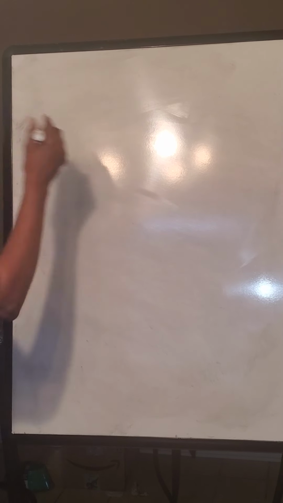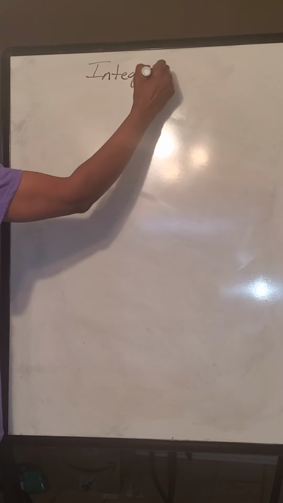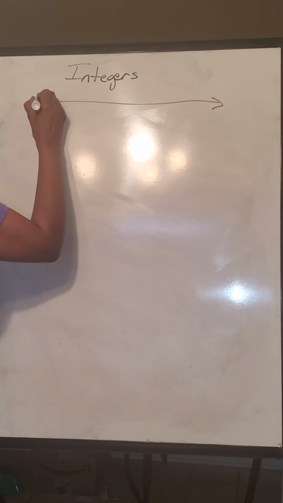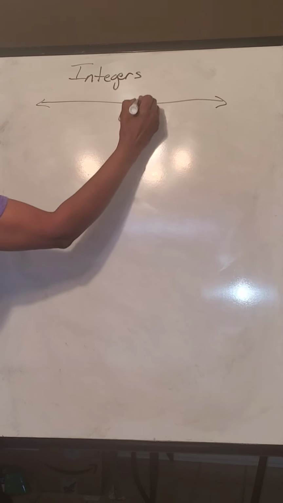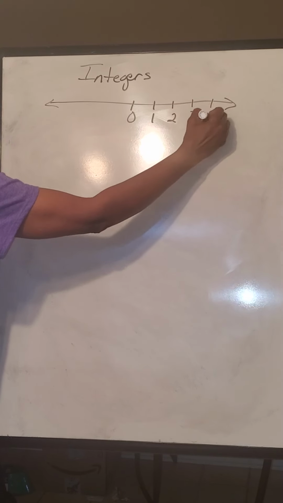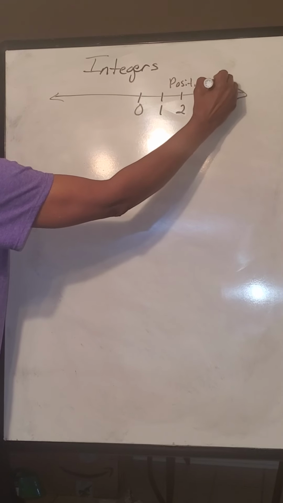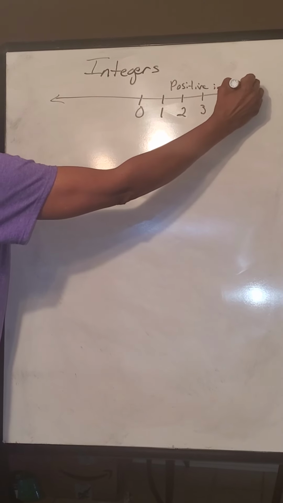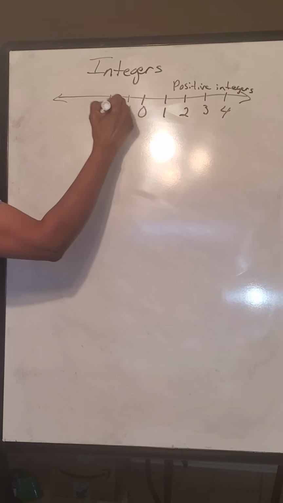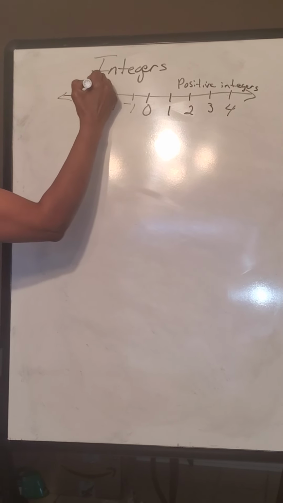Today we're going to take a look at what we call integers. I'm going to show them to you on the number line. If you had a number line, here I will have 0. To the right of 0, these are my positive integers. To the left of 0, these are my negative integers.